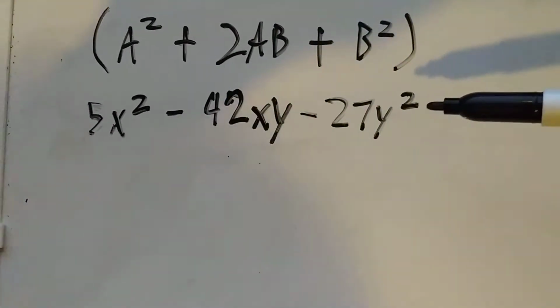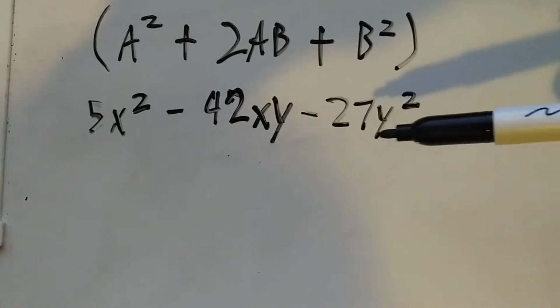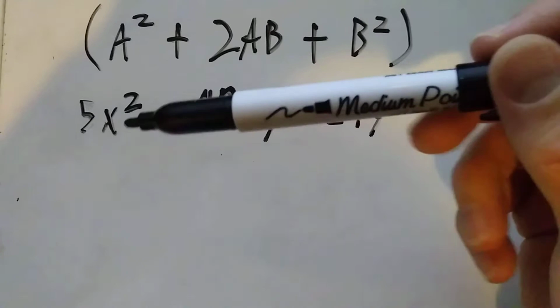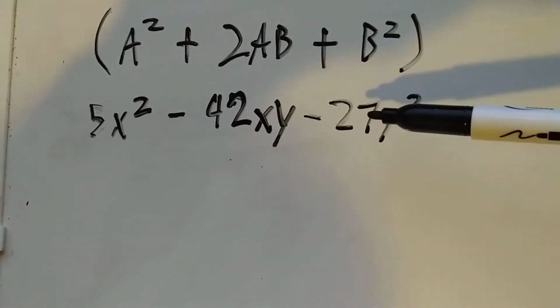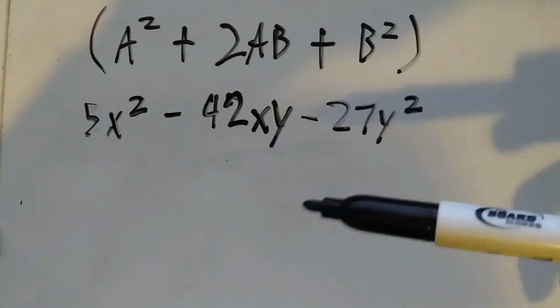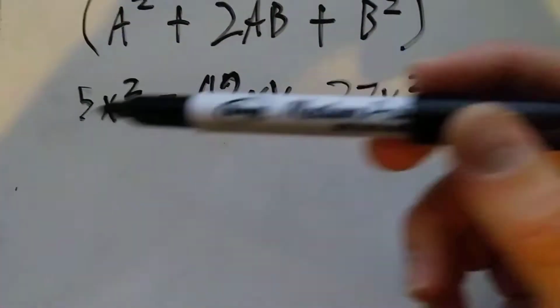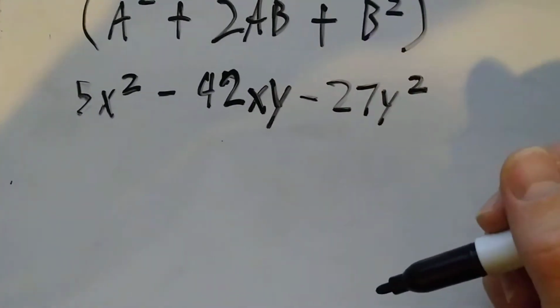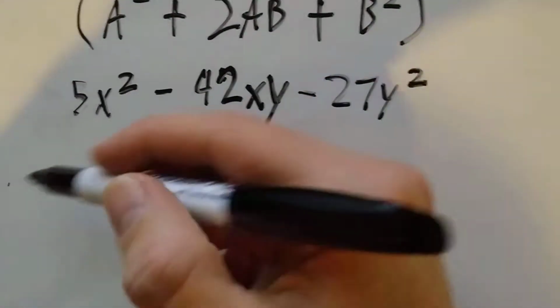And the first thing we have to do is check if there's a greatest common factor between these numbers. And there's no common number between 5, 42, and 27. And you have to check if it's a perfect square trinomial next, which it isn't because none of these numbers are perfect squares. So we'll have to move on to decomposition.